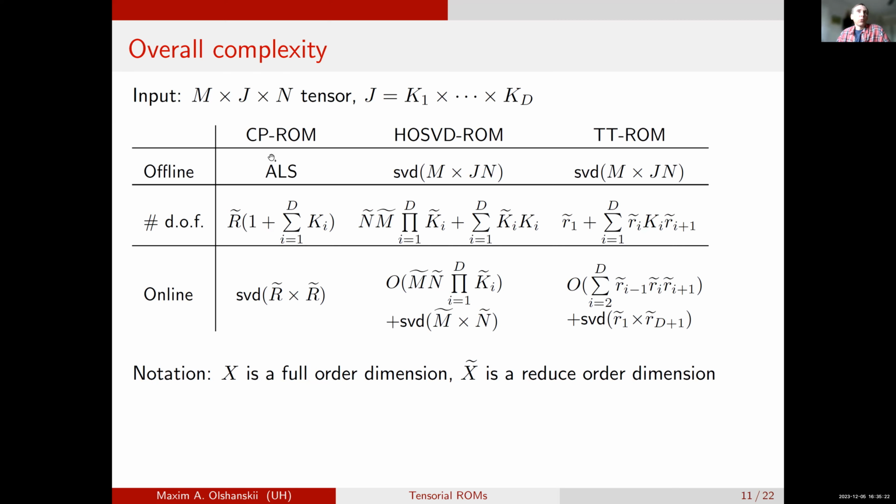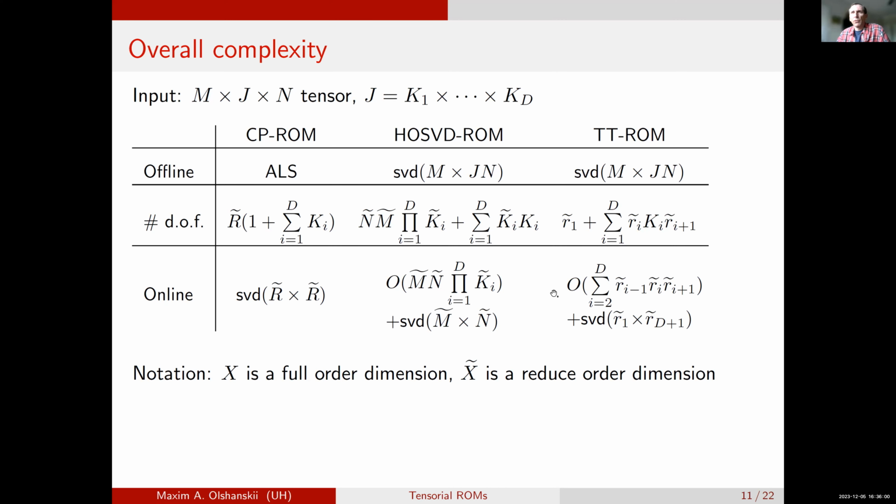If we do go with canonical CP, then we need to do some fixed point iterations based on alternating least squares. And this essentially reduces the applicability of this format to rather small ranks and not that many dimensions in the parameter space. But in some cases, this is also pretty efficient.